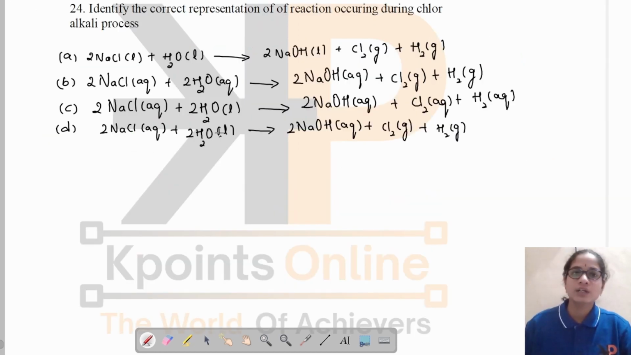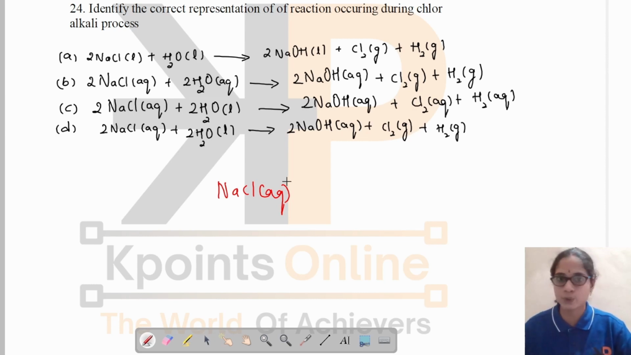Okay. Next, identify the correct representation of the reaction occurring during the chlor-alkali process. These are all reactions representing the chlor-alkali process, but we have to identify the correct one. In the chlor-alkali process, we take the aqueous solution of sodium chloride, that is brine, and then we get sodium hydroxide, chlorine gas and hydrogen gas. So let us see which is the correct option here.